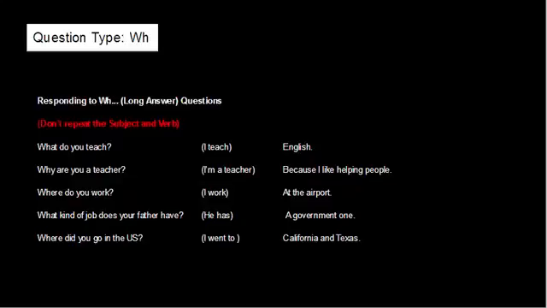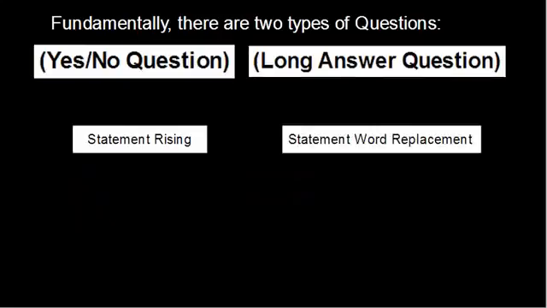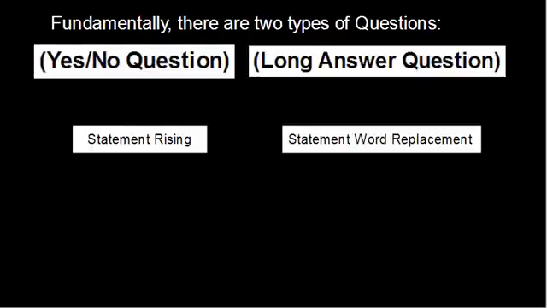So where are we next? Going on, this is the finished part of that. Okay, so we talked about the yes-no, we talked about the WH. I talked about statement rising, but that's on the yes-no side. On the long answer question side, we also use statements, but we take one word that we're looking for, the information we want, and we replace it with a question word.